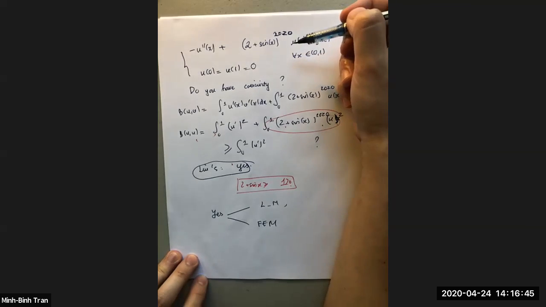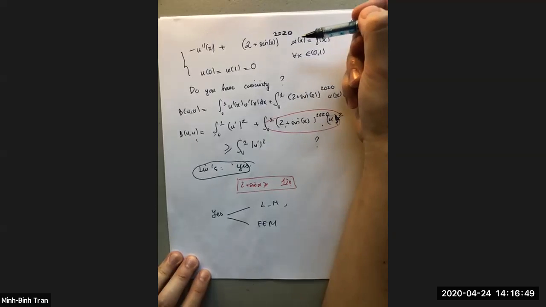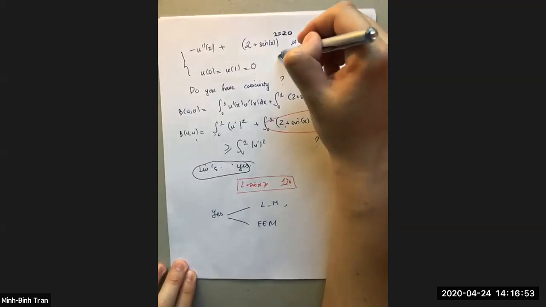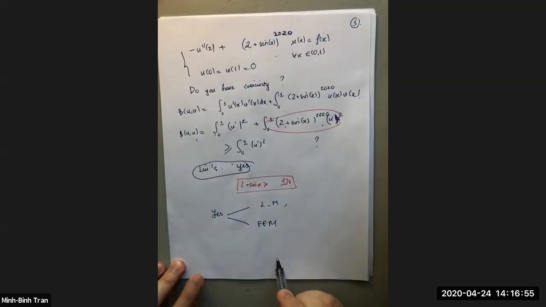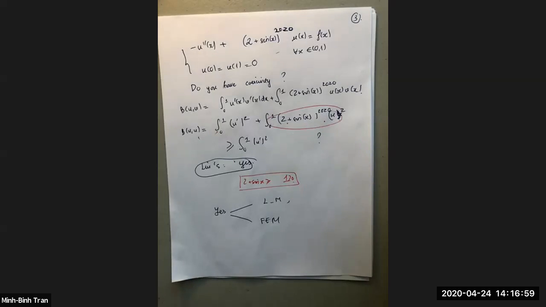And because you have a solution and this solution is unique, you can design a scheme to solve this equation, right? If you know that this equation has two solutions, you cannot design a numerical scheme to solve it, because you don't know where the solution is going, right? It's clear? Right. So now I'm going to show you one more example.